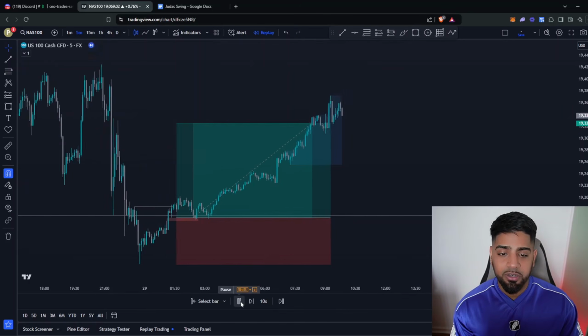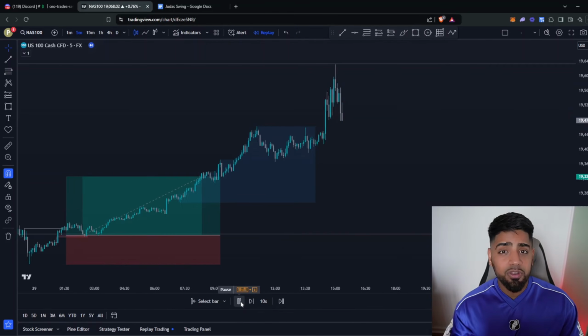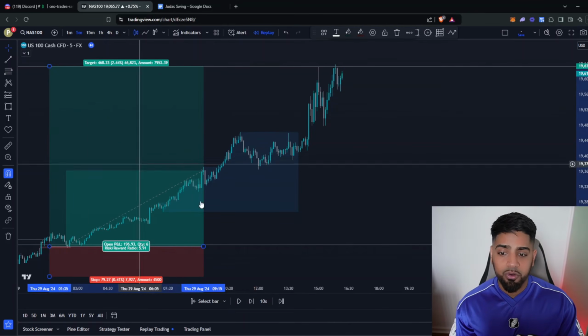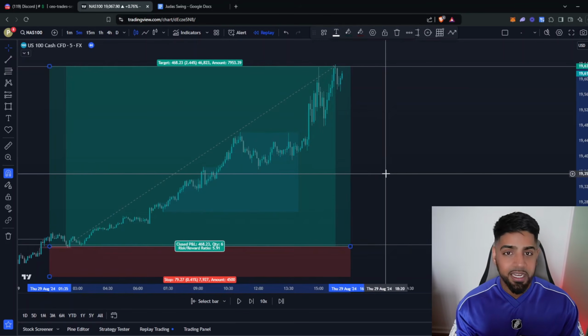Now, if I play price on, the funny thing is this trade actually ran all the way to the previous daily candle high. So if we take the risk to reward, this trade was actually a 1 to 5.9. That means for every $1,000 you risked, you would have made $5,900 if you were targeting the previous daily candle high.